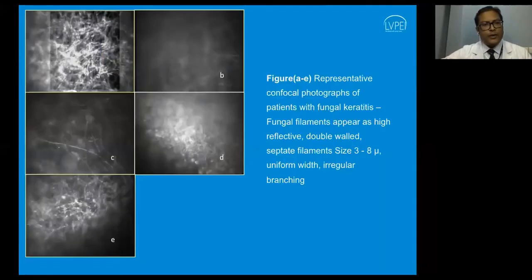Now, how would it look? Quickly running you through the next couple of slides, here you can see one of how a fungal filament would look in confocal microscopy. It would look like irregular branching patterns of septate filamentous double-walled fungus. That would be of the size of 3 to 4 microns, and they would be irregular, they would be in bundles, and they will be branching.